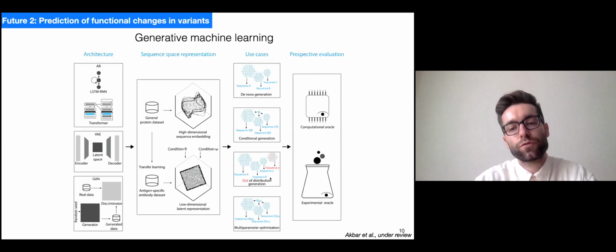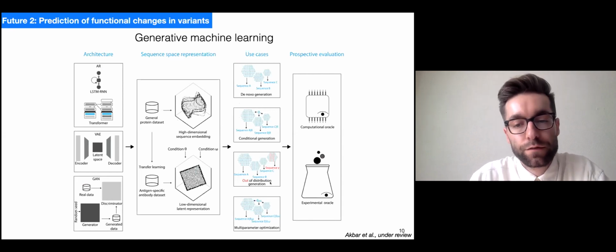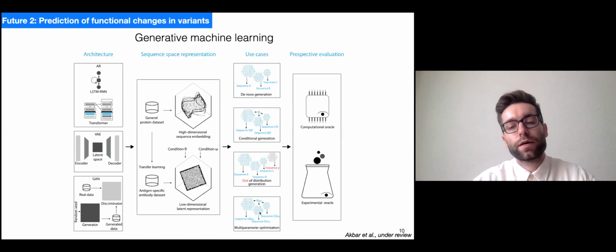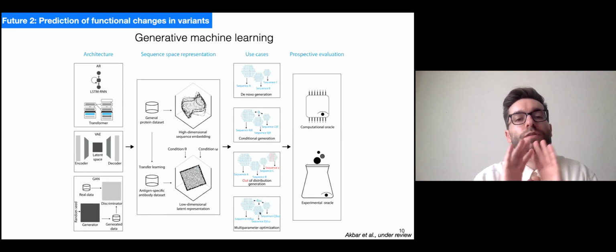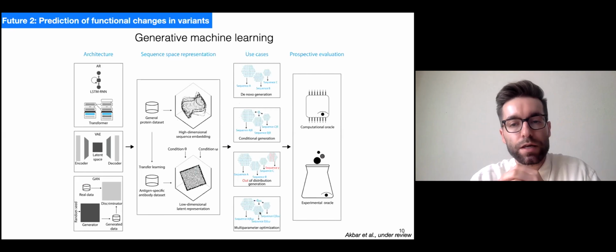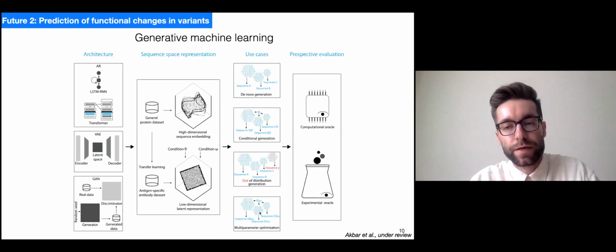biological activity, or you want to make sequences that are completely different from your training data set, so that are not in the distribution of your training data set functionally, for example, or you want to optimize multi-dimensionally with different properties the output space.